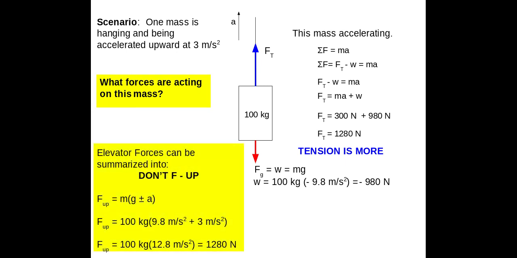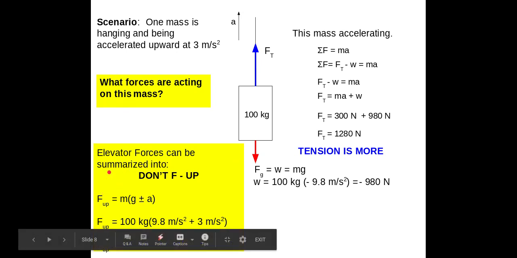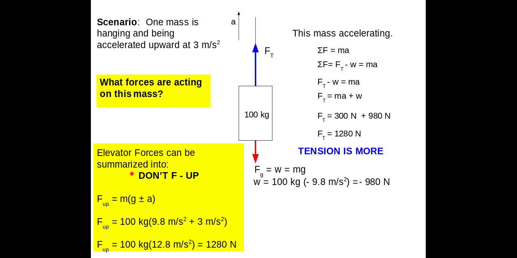Another way to think about it, and I think this might summarize it a little easier, is these elevator forces: don't F up, okay? The force up is equal to the mass times gravity, either plus or minus an additional acceleration. So if the acceleration is up, you add that to gravity and then multiply it by the mass. It might be easier to do it this way because it gives you one neat little equation. You're either going to add or subtract acceleration from gravity and then multiply it by the mass.